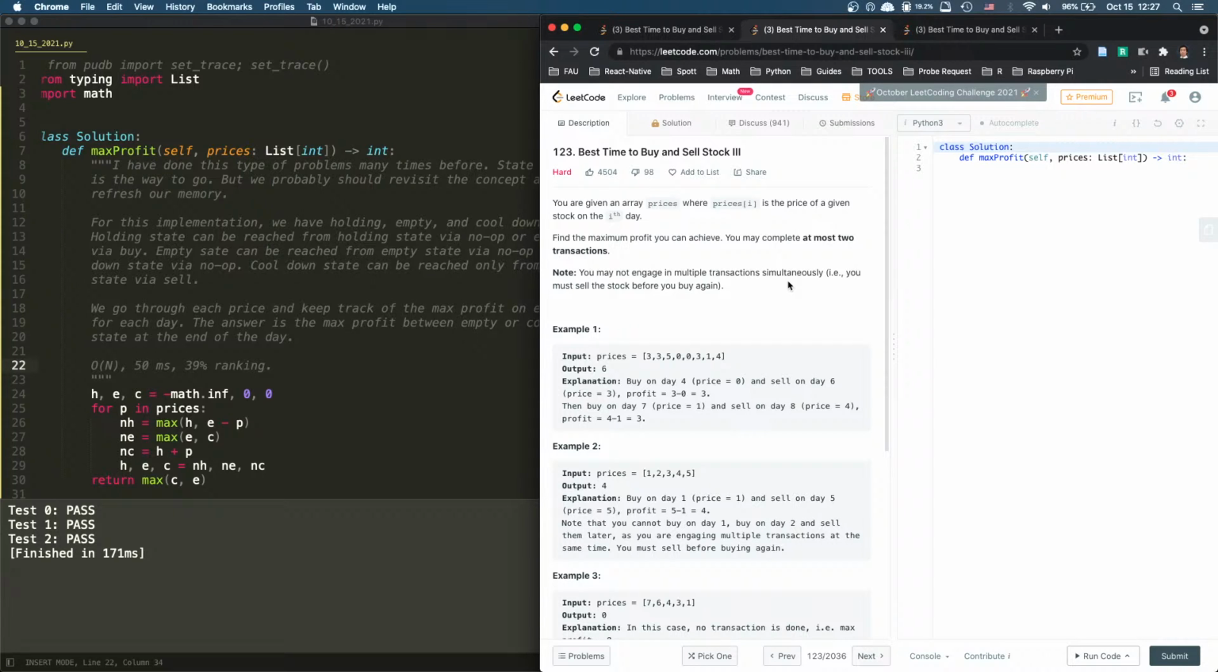And there's no cooldown state. It's just buy or sell. So we only have a buy state, the holding state, and an empty state, right? Oh, but because there are only 2 transactions, there are only 2 holding states and 2 empty states. I think that's the thing. So we can go empty to holding through a buy, and then from holding to empty with a sell. That's what counts as a transaction: buy, sell. That's it.